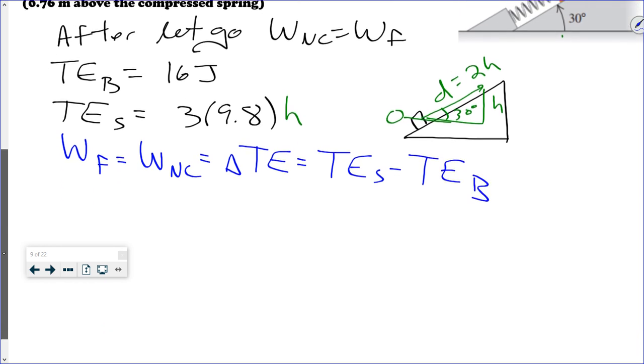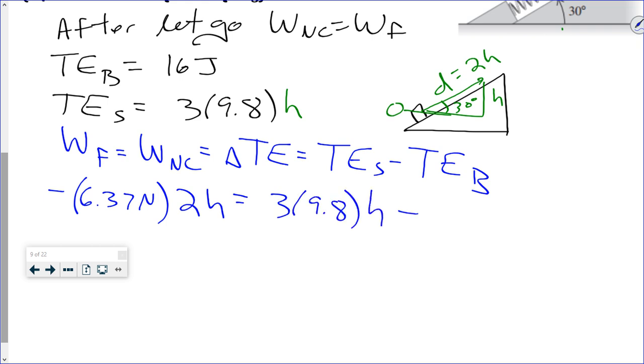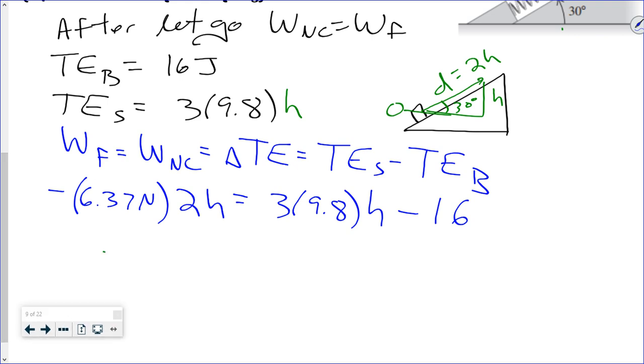So here we go. We are just about done here. So the work done by friction, well, we already figured out our force of friction is 6.37 newtons times some distance d, right? And those are in opposite directions, so I can go ahead and tack in a negative sign. So that's the work done by friction. Oh, shoot, but we said that d was 2h, right? So I can make this 2h. And that's got to equal 3 times 9.8 times h minus the total energy at the bottom, which is 16. And then solve that for h.